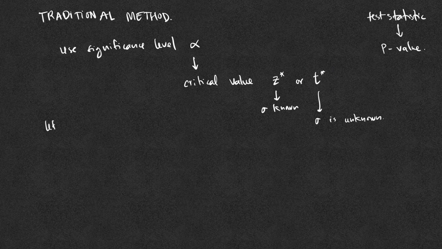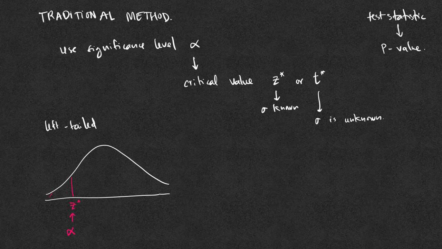For example, for the left tail test, remember that hypothesis test depends on sampling distribution, so we have a normal distribution here. With the left tail test, we use alpha to find the critical value z star or t star, and we shade the area on the left hand side. This area is called the critical region or the rejection region. Any test statistic that we compute that falls into this region, we would reject the null hypothesis.